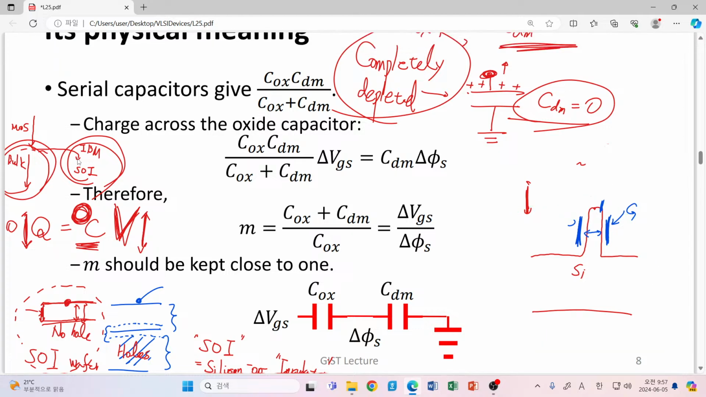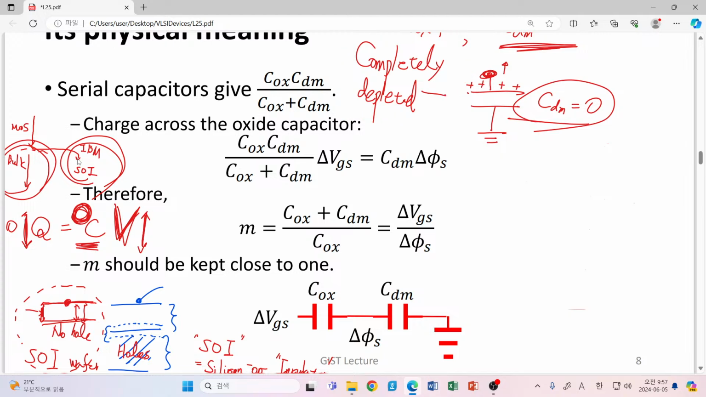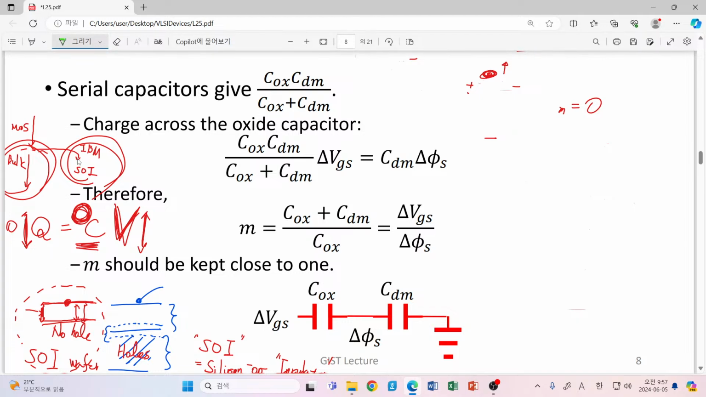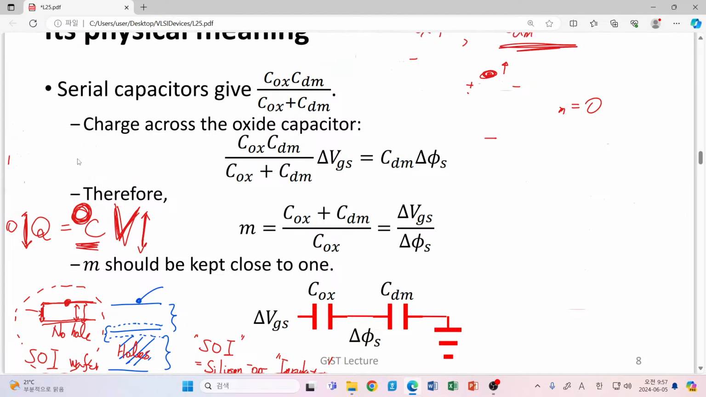Okay, so then for the remaining 15 or 20 minutes, I will try to cover the remaining lecture contents once again. But please note that today's main message is related to this factor M. How can you control this factor M? And I will explain a little bit further about the meaning of this M factor.